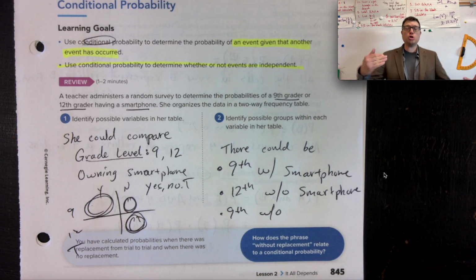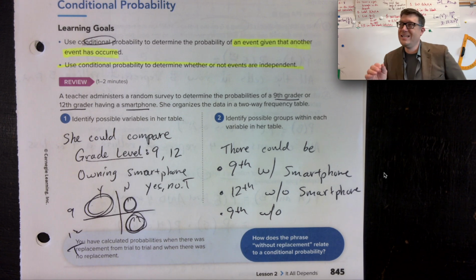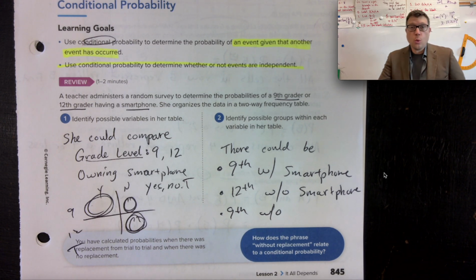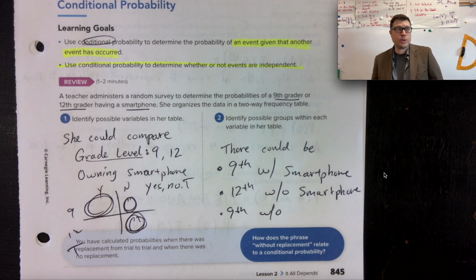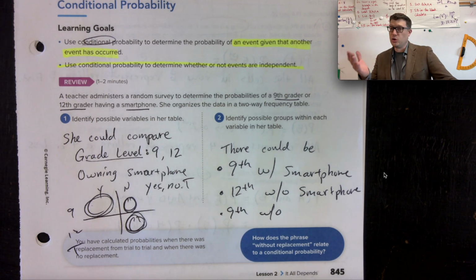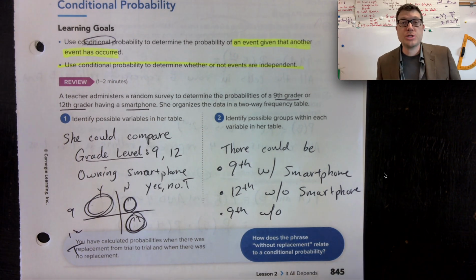We're talking conditional probability, so I know by this spiral review question, we're going to be primed to answer the questions regarding, is owning a smartphone dependent on being a 9th grader? Dependent on grade level. So more of those types of questions are going to happen in these videos.